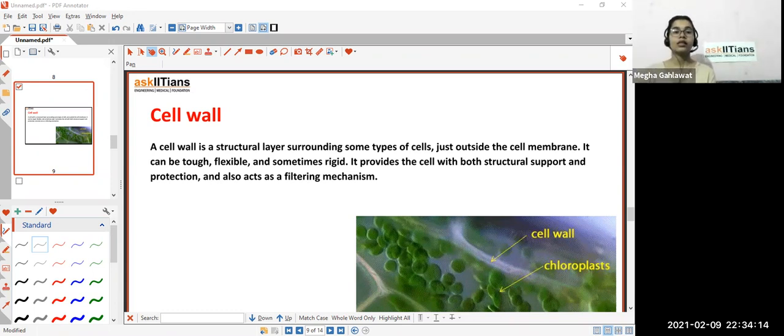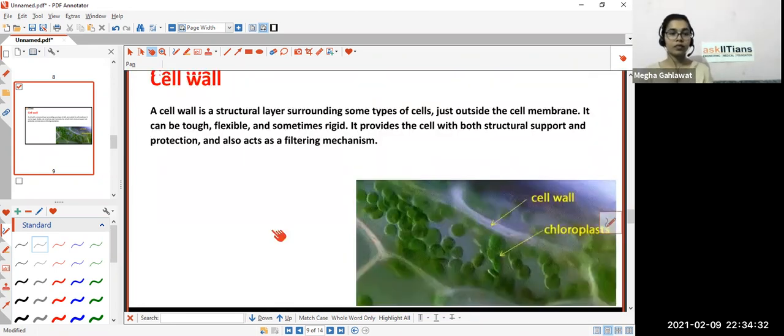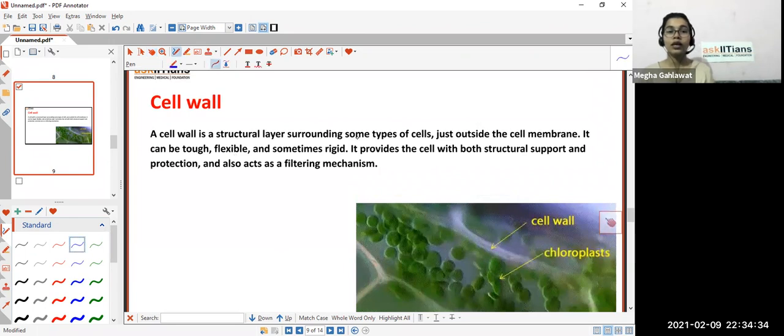Now see, starting with the cell wall, it can be composed of multiple components depending upon the organism in which it is present. Since we are talking about plants right now, we'll be talking about what are the components which make up the cell wall of a particular plant. So the cell wall is surrounding the cells. And it is very rigid, it is very tough, and only in few cases it is flexible.